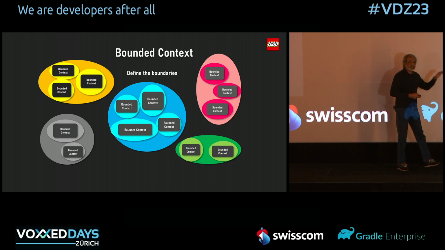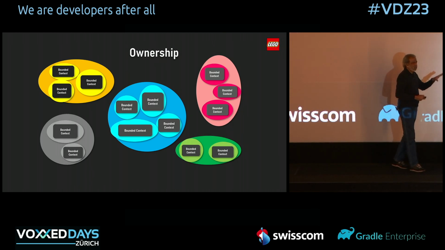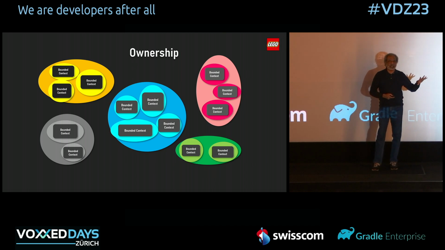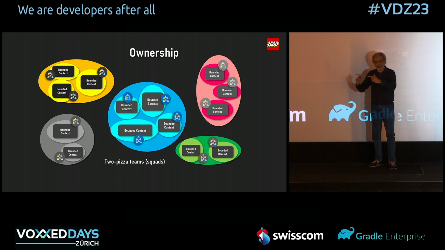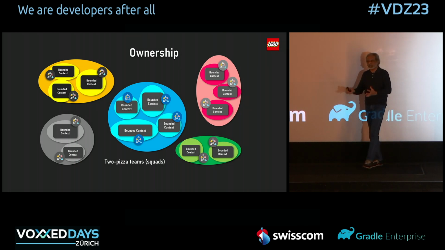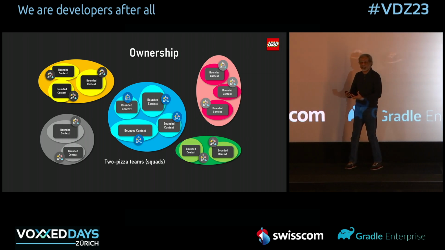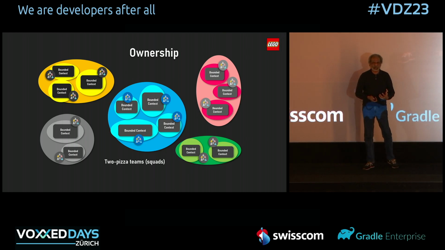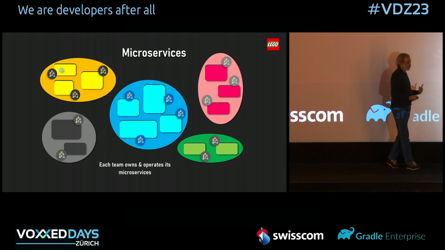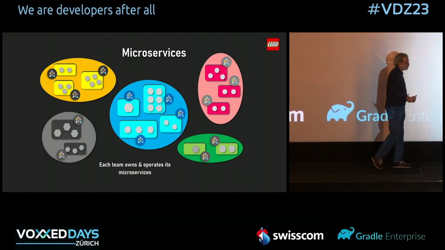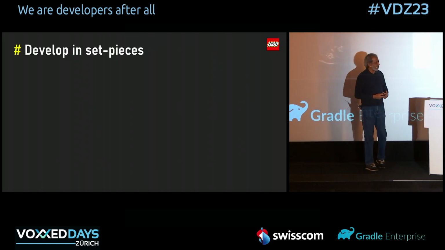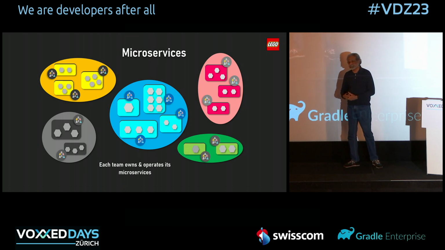Now, when you get to this level, it's really easy to assign ownership. That's where the squads come in. The squads, the evolution I mentioned earlier, because now each boundary is owned by a small team, and they do their development, whether it is microservices or web applications, inside those boundaries.